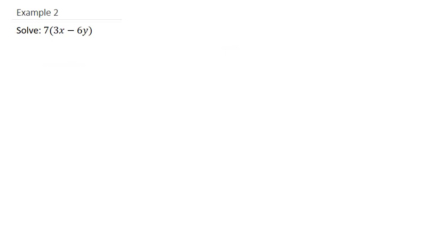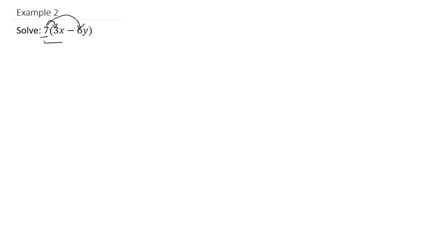Example 2, solve for the following. We have 7 on the outside, and we're going to multiply it by anything inside the parentheses. So we multiply by the first term, which is 3x. We're going to multiply by the second term, which is negative 6y.